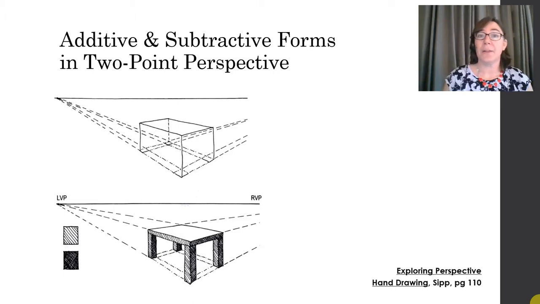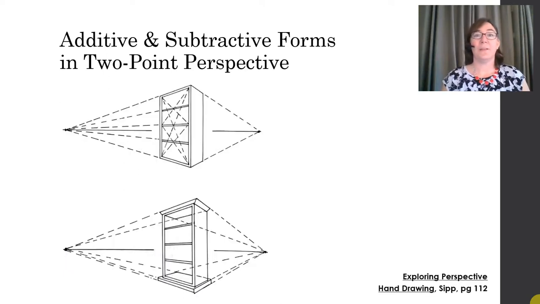Let's look at another example. Here we have created a box as our basic form and then carved away at it and used subtractive techniques to create our little table here. This one is an example of both additive and subtractive forms.